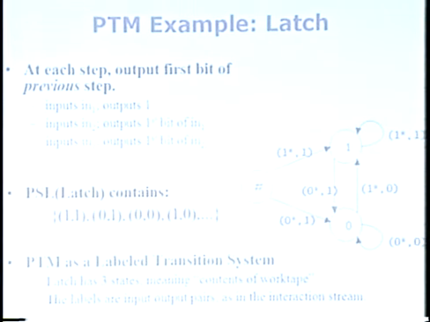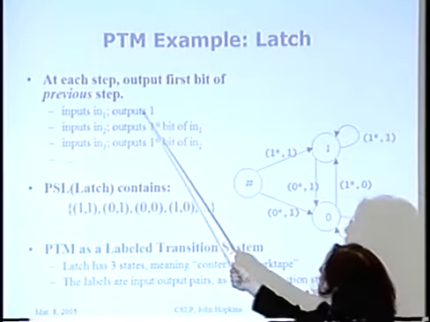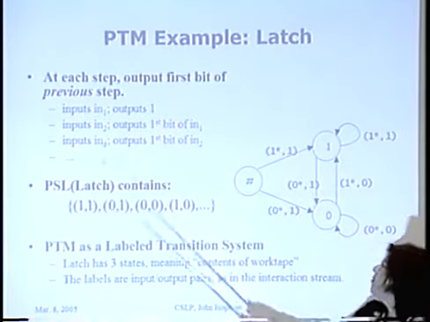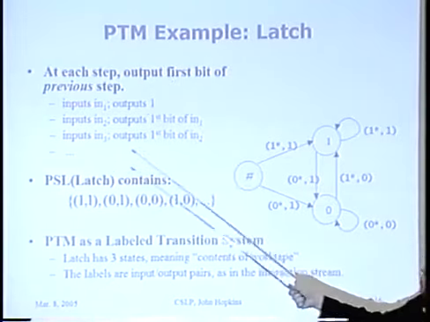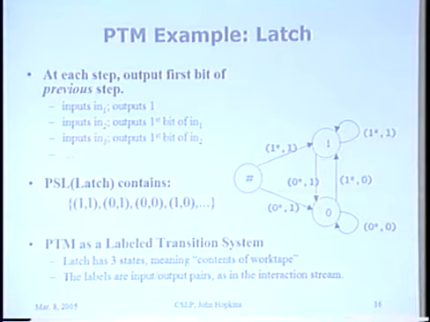Okay. So now I'm going to move on to one more example of PTM. Even though this example is more trivial than the others, it will allow me to introduce these animals, which are labeled transition systems or infinite automata. So this example is that of a latch, where the output at every point is the first bit of the previous input, except for the first time around when you just output a 1. So you first output a 1, then you output the first bit of the previous input, and so on and so on, no matter what you input.